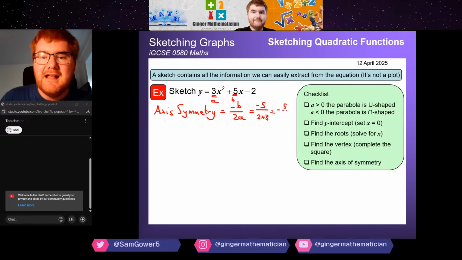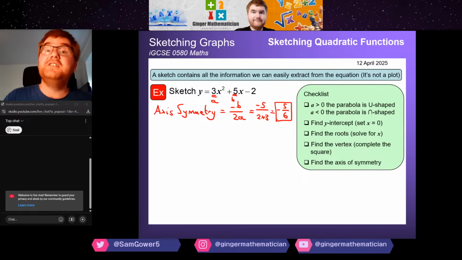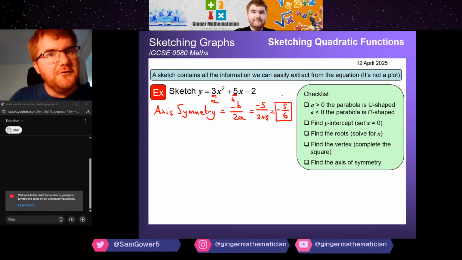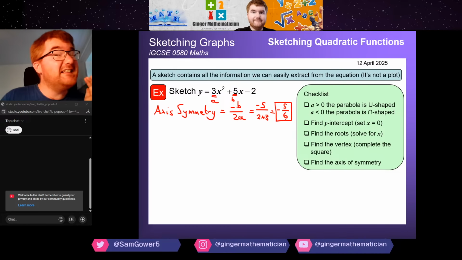So we know the x coordinate is going to be equal to minus 5 over 6. Really nice formula to learn. It's not given on the formula sheet, but it helps you a ton to work out the minimum point. Now, to work out the y coordinate, we just put in that value.